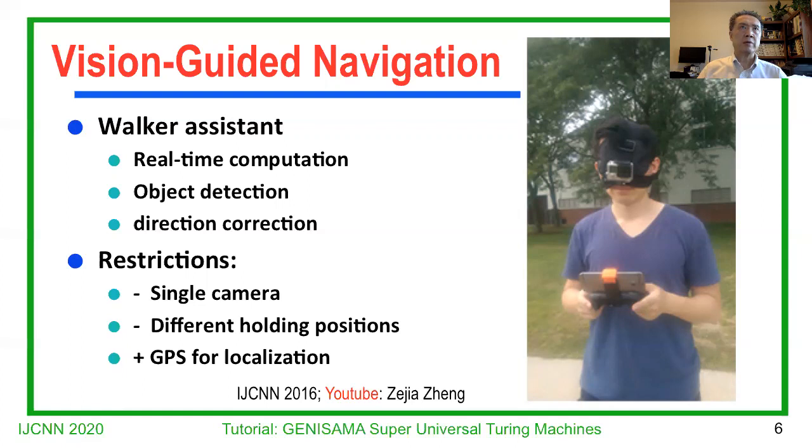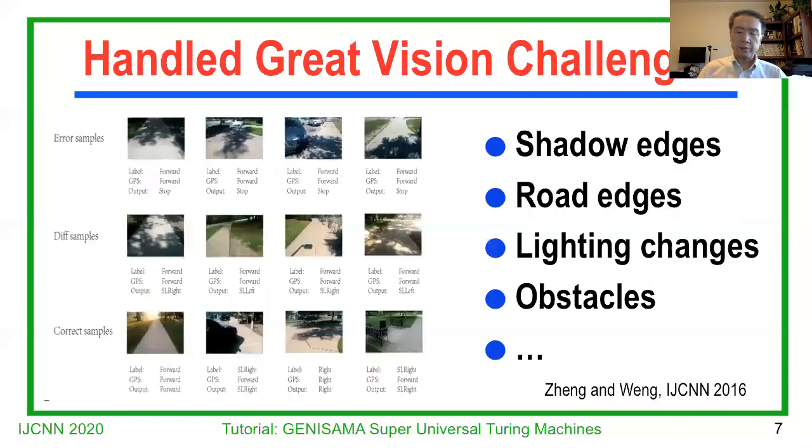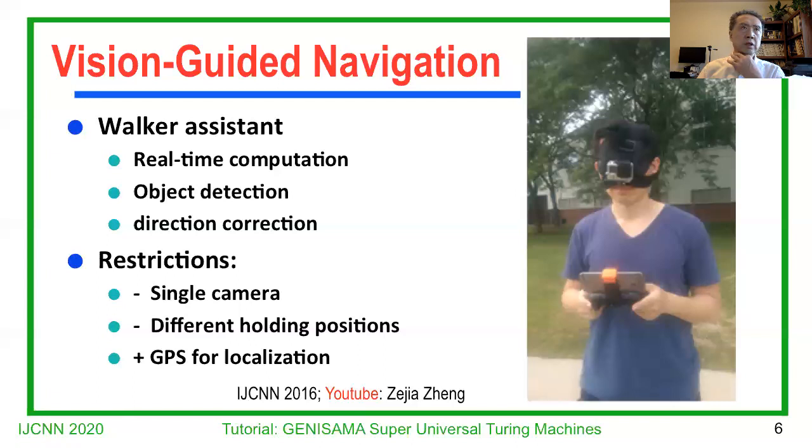You need real-time computation, object detection, and you also need to decide where to go with GPS telling you the long-term goal, but the long-term goal may not be consistent with the local setting because of the obstacles, because of the situation in the environment.